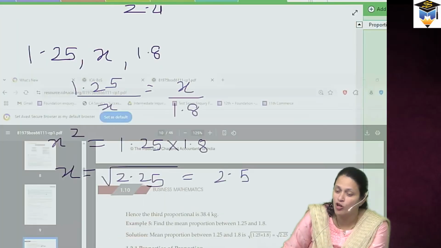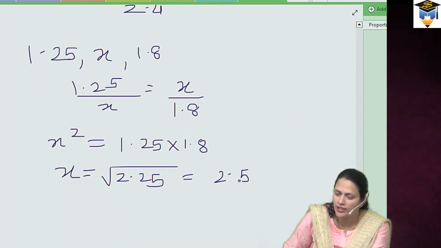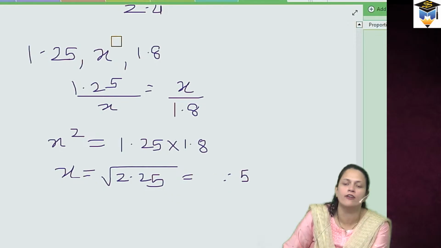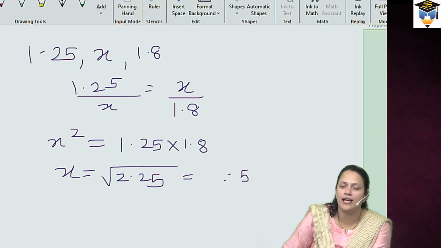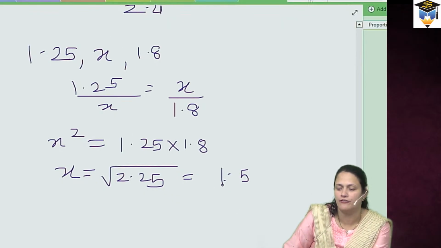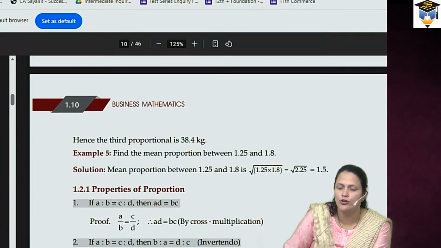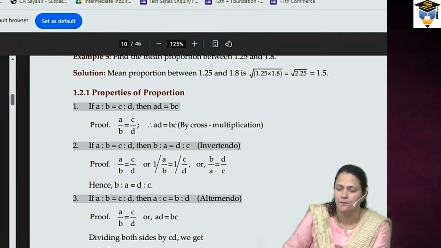No, this answer is wrong. Nobody has told me. What is wrong in this? Tell me. Answer is to be 1.5. I have written it wrong. So this is going to be 1.5, square root of 2.25. Answer is 1.5. Please note everyone. Now let us go to the properties of proportion.